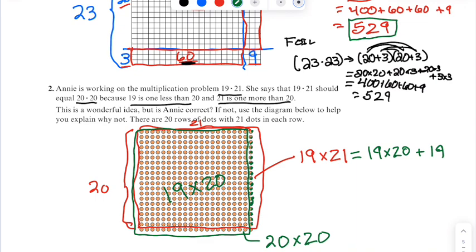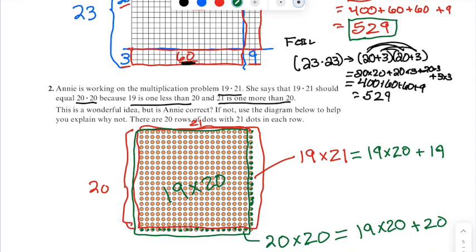But when I calculate this 20 by 20 case, I have that same 19 by 20 that's common to both, but then I have 1, 2, 3, 4, 5, 6, 7, 8, 9, 10, 11, 12, 13, 14, 15, 16, 17, 18, 19, 20 more dots.